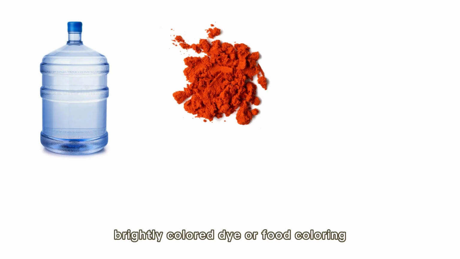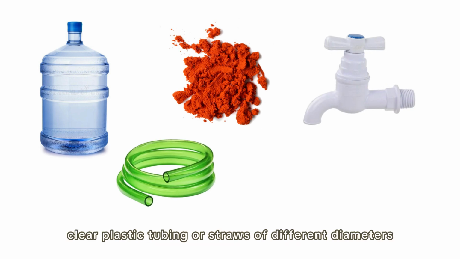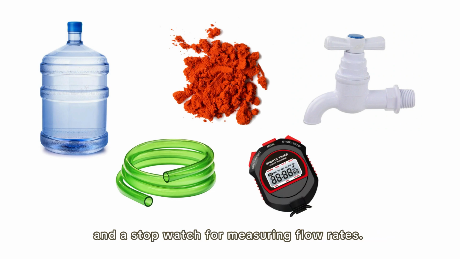Let's get started! For this experiment, you'll need a clear, transparent water tank, brightly colored dye or food coloring, a faucet to control water flow, clear plastic tubing or straws of different diameters, and a stopwatch for measuring flow rates.